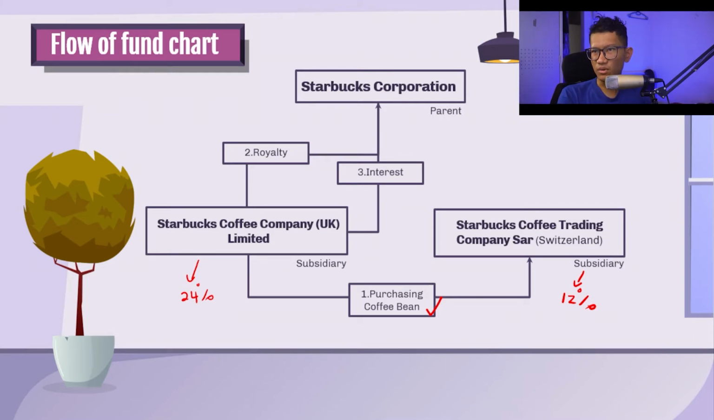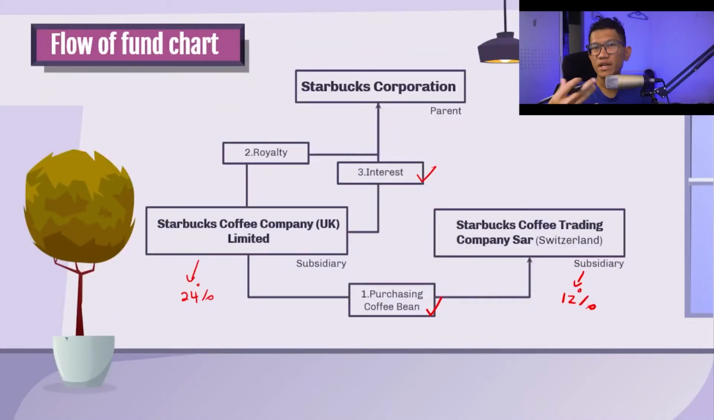Alright, the third one is the interest. For your information also, the UK subsidiary has been having losses for about 15 years and they are financed by debt, and the parents is the one that provides the financing to the UK. So because of the financing, the UK needs to pay interest expense to the parent, and the interest is LIBOR plus 4%, which is quite high.